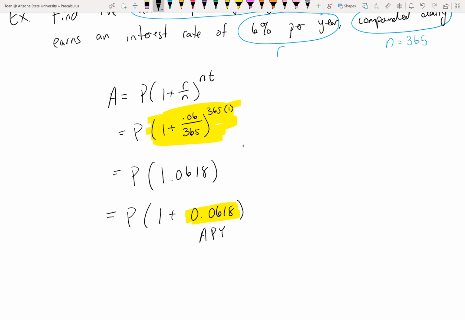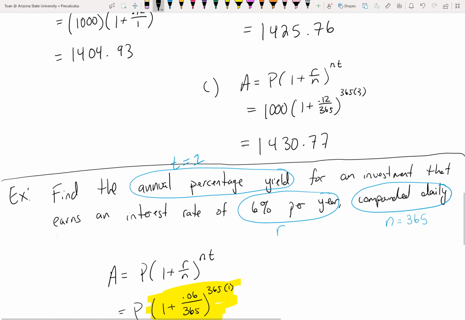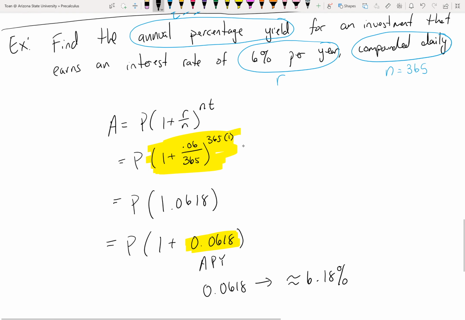Right. So what is 0.0618 as a percentage? That's about 6.18%. So that's how you find your APY, and that's what your credit card companies will advertise. So they may advertise, oh yeah, we're charging you an APY of 6.18%, but you may not be charged that 6.18% all the time. It might be compounded daily, monthly, yearly, so on and so forth. So that's basically the second half of 4.1, using this specific compound interest formula to solve problems.